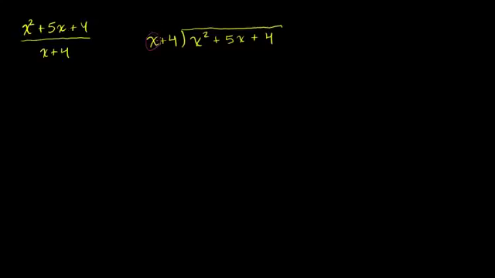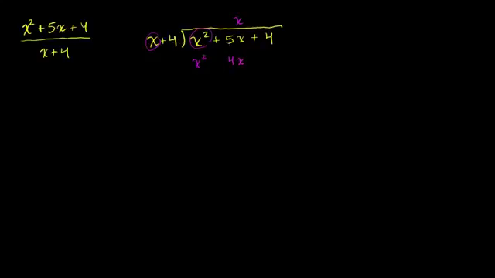Look at the highest degree terms. In both of them, x goes into x squared how many times? It goes into it x times. Put it in the x place. This is our x place right here. x times x is x squared. x times 4 is 4x.